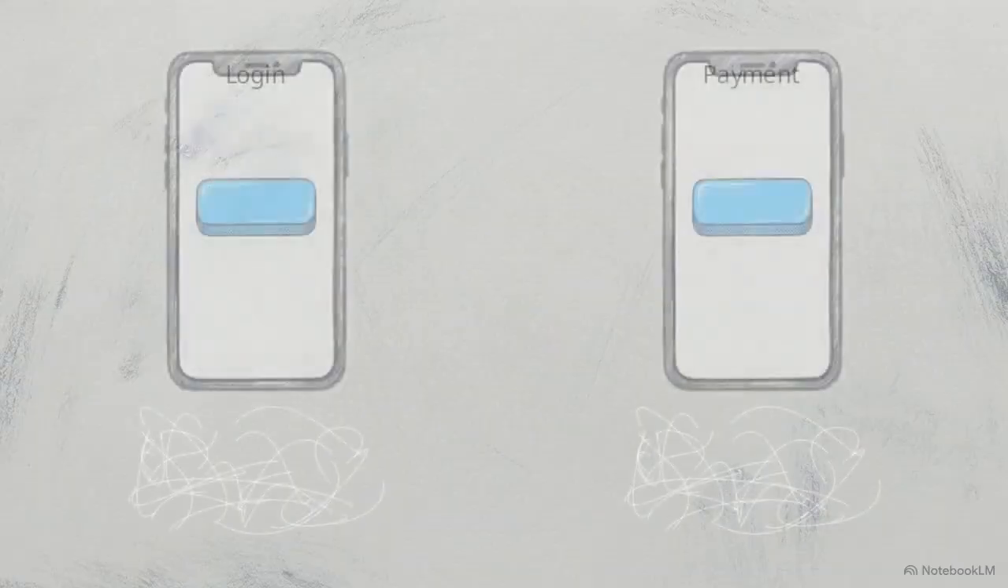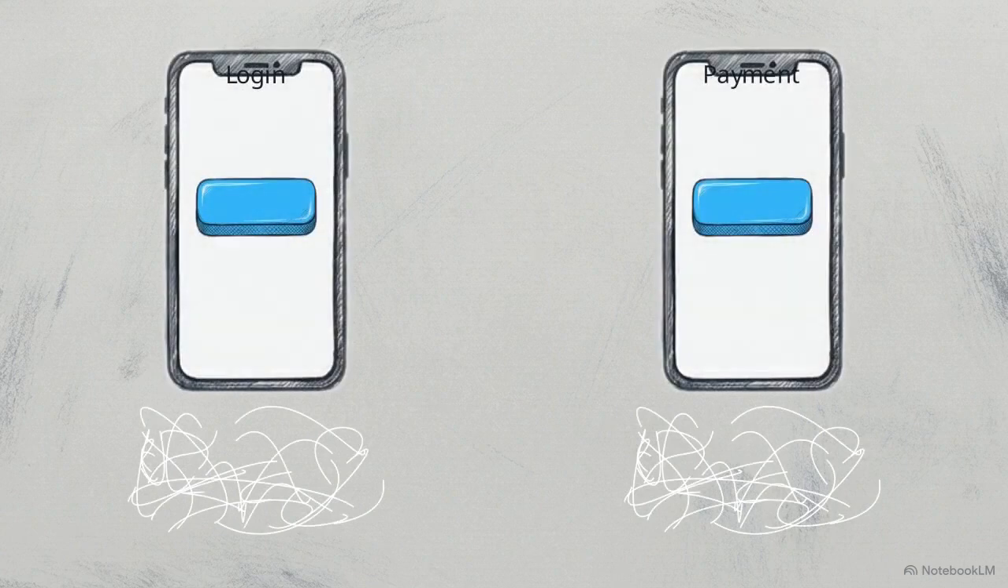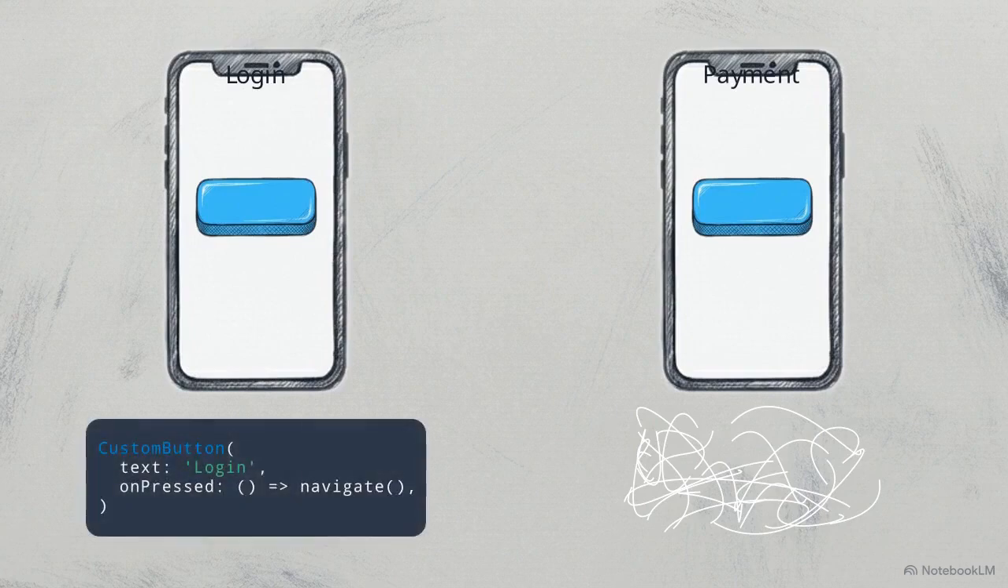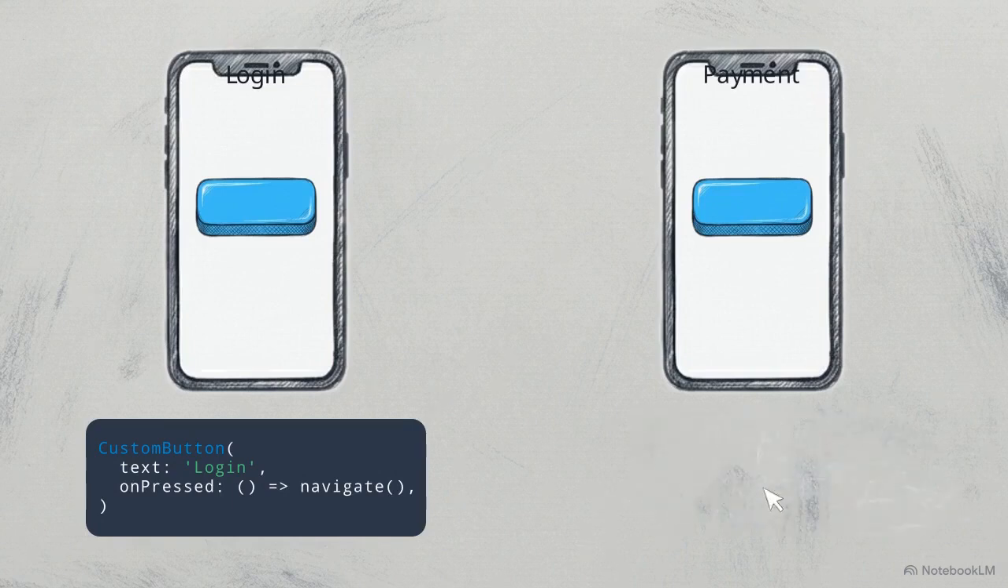Now we can see the scalability in action. We have a login screen and a payment screen, both currently using redundant code blocks. On the login screen, we select and delete the massive block of legacy spaghetti code. We replace those dozens of lines by calling our CustomButton widget once. We satisfy the contract by passing in the login string and its specific navigation logic.